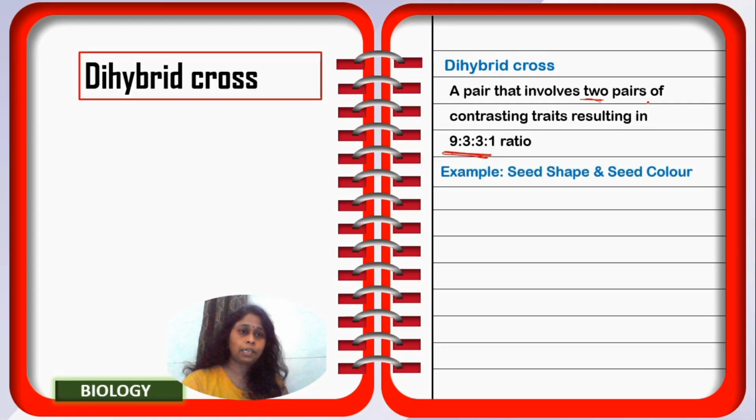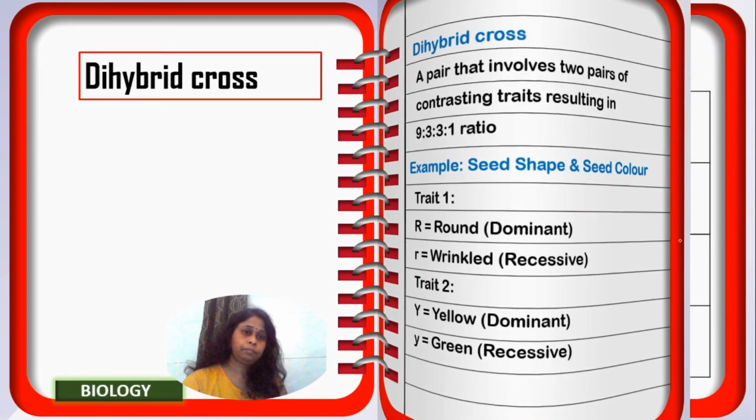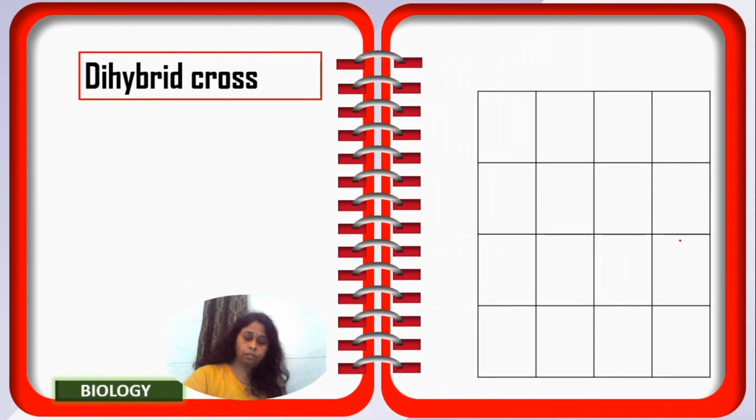Now let us take an example of a pea plant. In pea plant we will take two contrasting traits, seed shape and seed color, right? In trait 1 we will take seed shape, that is round and wrinkled, where round will be the dominant one and wrinkled will be the recessive one. In trait 2, that is the seed color, we can take yellow and green, where yellow will be the dominant and green will be the recessive one. Okay, so let's cross these.